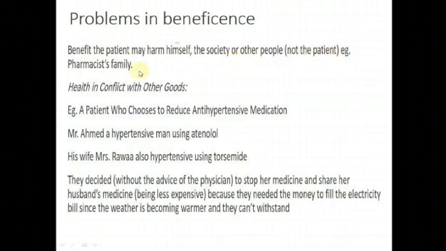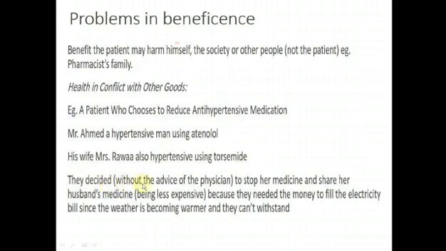Example: the pharmacist's family health is in conflict with other goods. A patient who chooses to reduce antihypertensive medication. Mr. Ahmed has hypertension and may use atenolol. Atenolol is a drug used for hypertension. His wife Raw'a is also hypertensive and uses torsemide. Torsemide is also a drug used for hypertension.